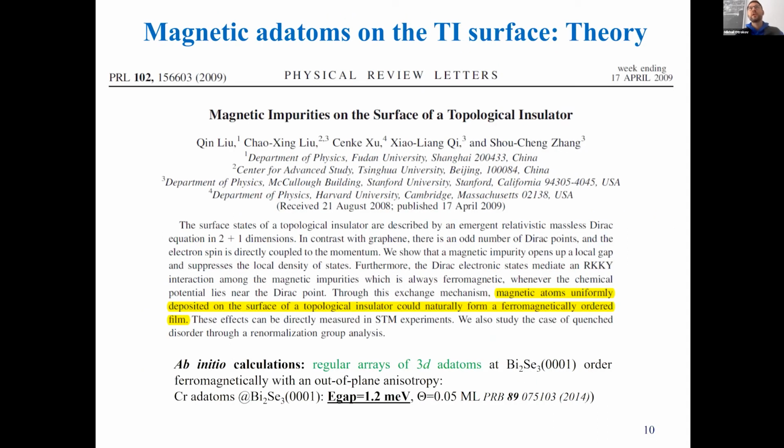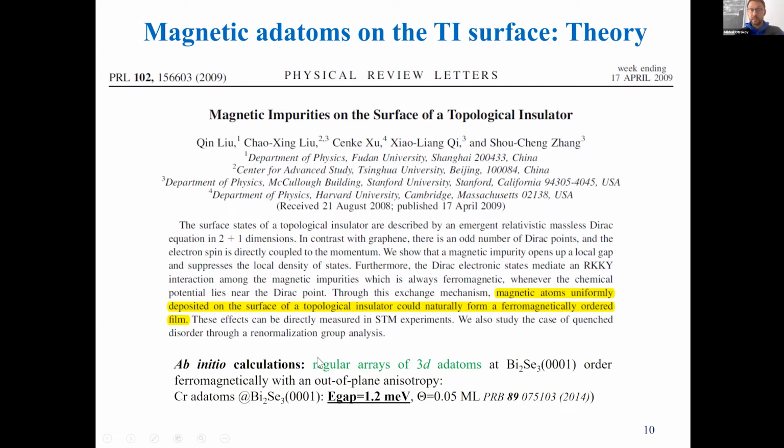So how do we break the time reversal symmetry? How do we introduce magnetism? The easiest way to do that is to grow a non-magnetic topological insulator and then throw some magnetic atoms on its surface. In theory, everything works perfectly because, as it is said in one of the first publications on this topic, the magnetic atoms uniformly deposited on the surface of a topological insulator could naturally form a ferromagnetically ordered film.